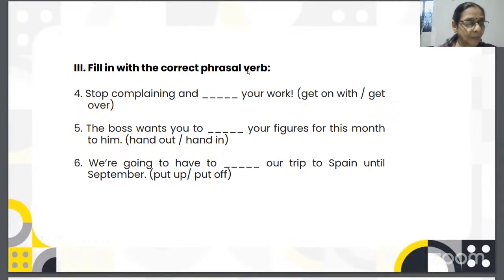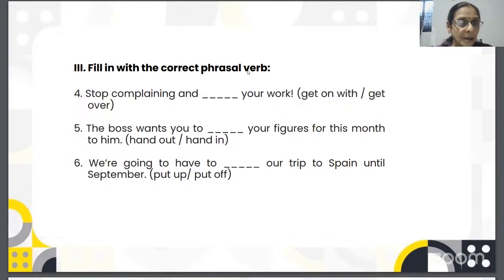Now, we are going to have to put off our trip to Spain until September. So till September, you want to postpone your trip to Spain. That is the meaning. The correct phrasal verb to use there is put off. Put off means you postpone your trip. It is not the meaning of cancel, but the meaning is postpone.